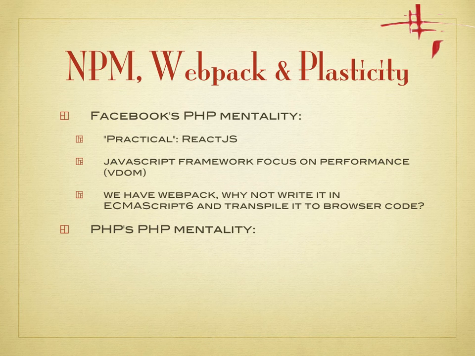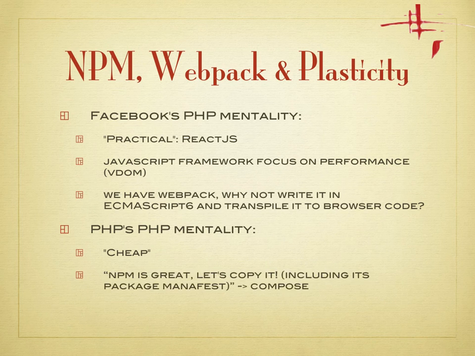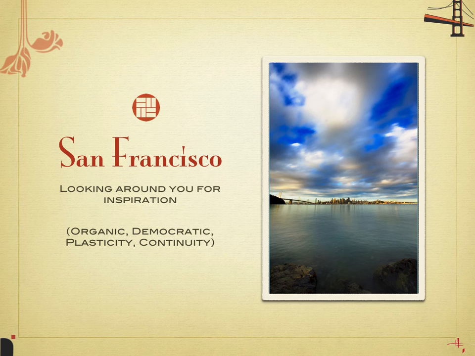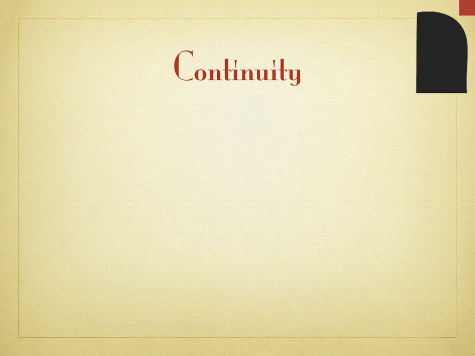Even PHP's mentality shows this plasticity influence. Remember, PHP is cheap. Well, it's like, NPM's great, let's copy it. And that's how we got Composer. All things that remove barriers are plasticity, and these are examples of removing barriers, all influenced by the JavaScript world. The last thing is continuity.